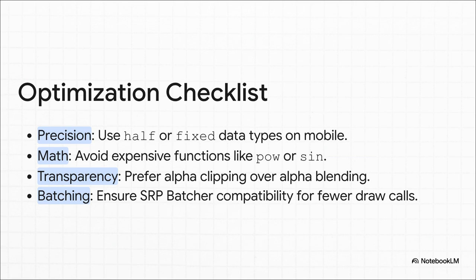Well, an expert is thinking about performance from the very beginning. They're making smart choices, like using lower precision numbers for calculations on mobile where you'd never notice the difference. Or they find clever workarounds to get a transparency effect that's way less taxing on the GPU. Every one of these small decisions adds up, and it's what ensures a game runs great for everybody.